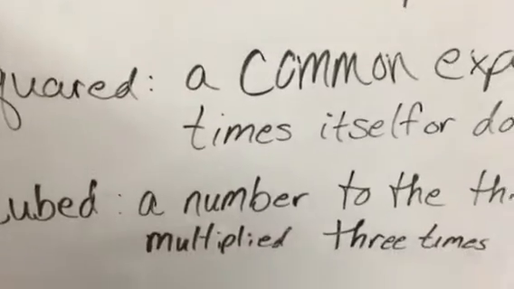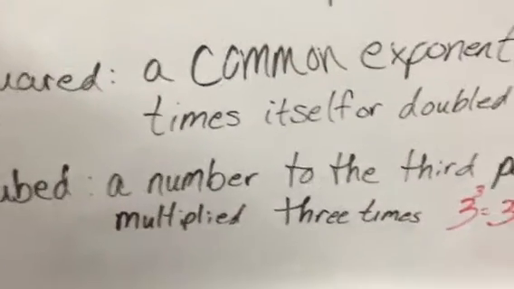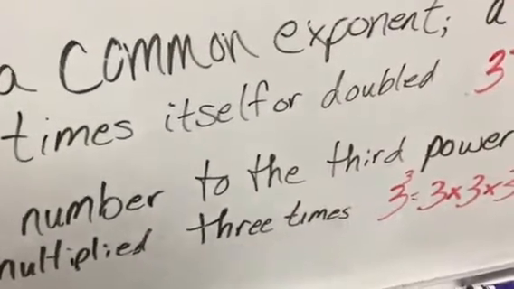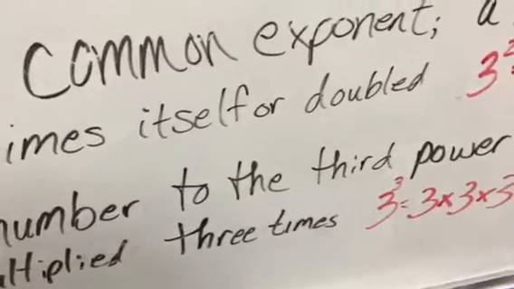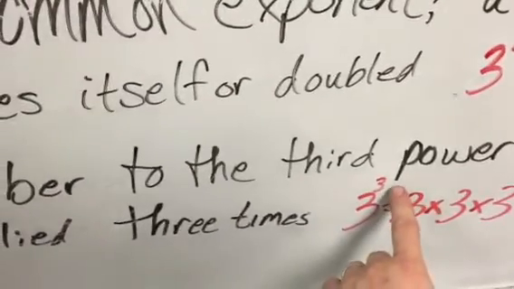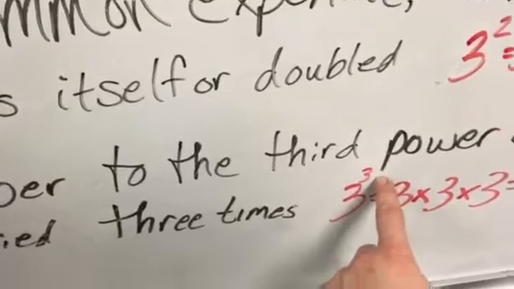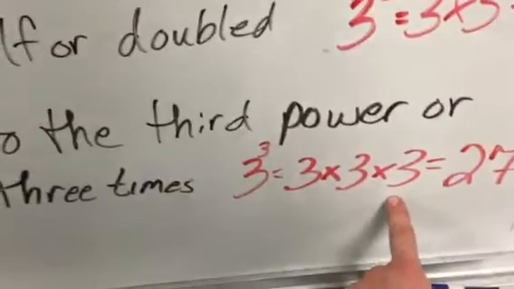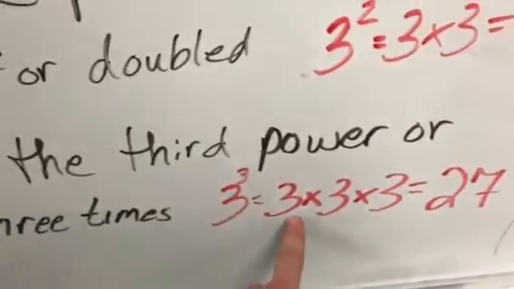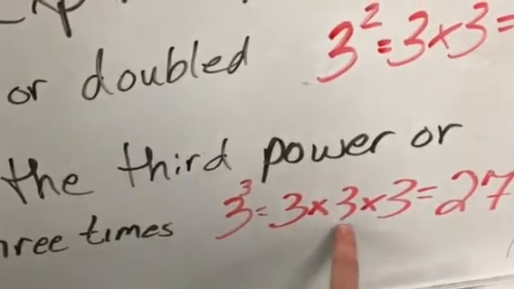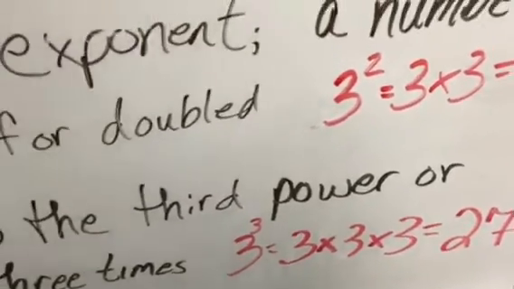Cubed is a little bit different. Instead of doubled, it's 3 times. Remember, it's not times 3. You multiply the base 3 times. So 3 times 3 times 3. You'd count that as 3 times 3 is 9, 9 times 3 is 27.